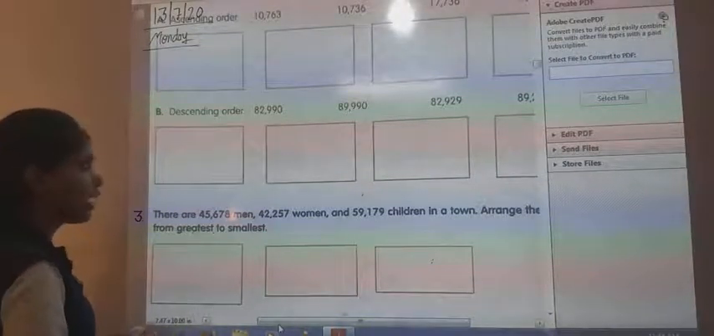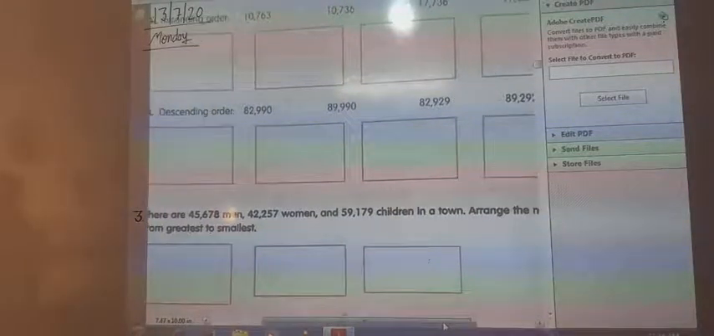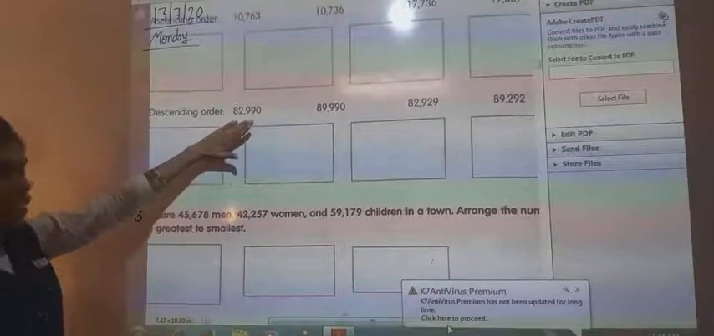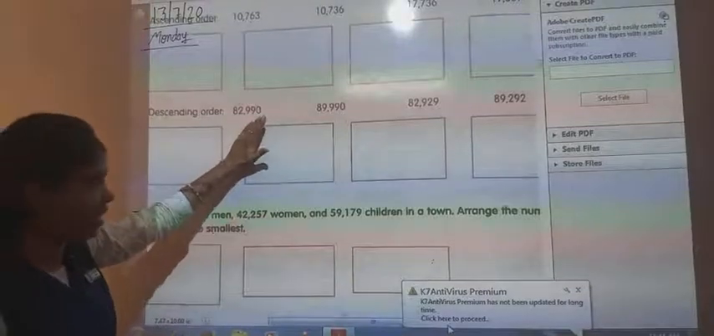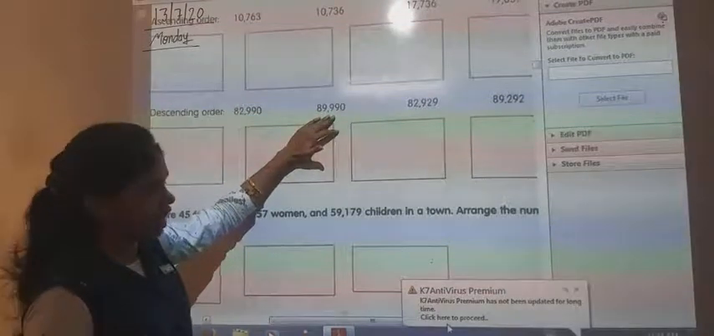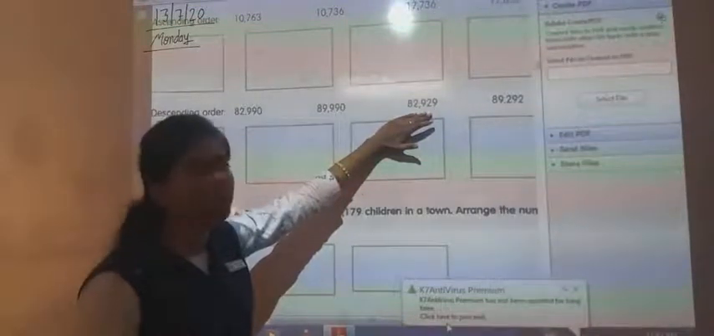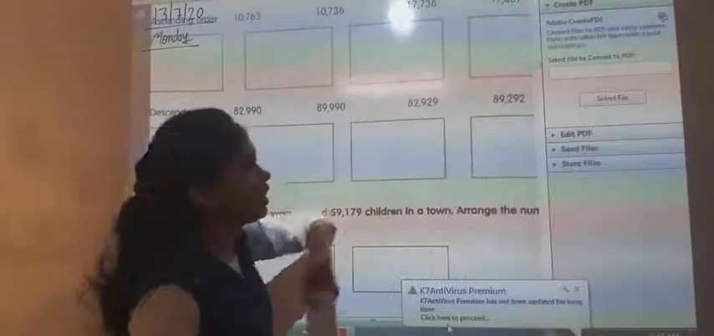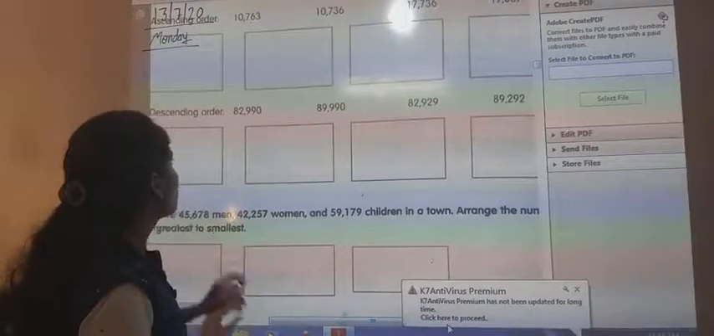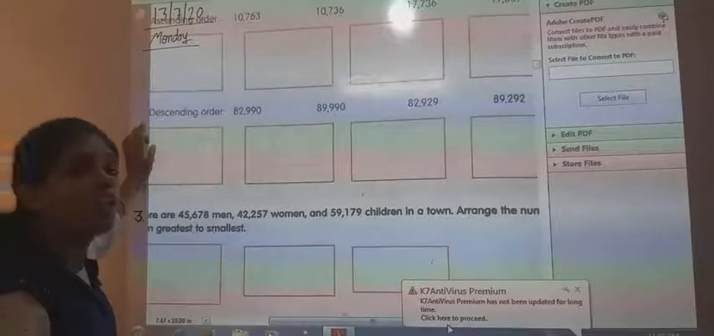Okay, students? Yes, let's start. We have the first number 82,990. Second number is 89,990. Third number is 82,929 and the fourth number is 89,292. So students, in descending order we always write the greatest number, the largest number.